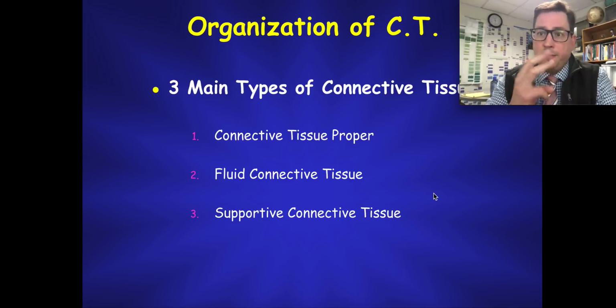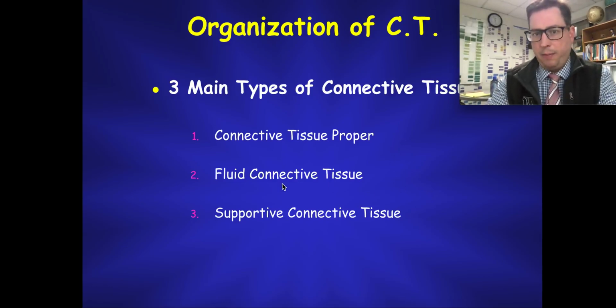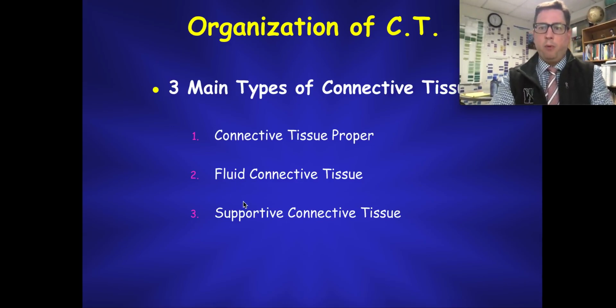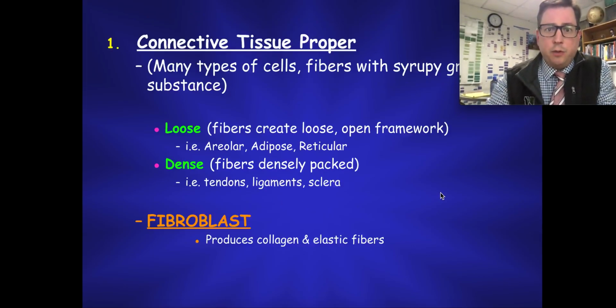So three main types of connective tissue. This will be the first way we're going to break it down. There's connective tissue proper, fluid connective tissue, and supportive connective tissue. And I bet, given some of the ideas that I've already previewed, I bet you can guess which one the fluid one is. And then supportive is what's going to support your body to hold you upright. So that's going to be your bones and your cartilage. So let's break them down.